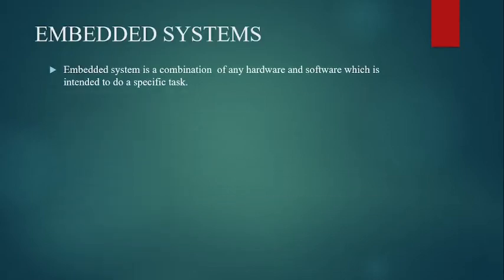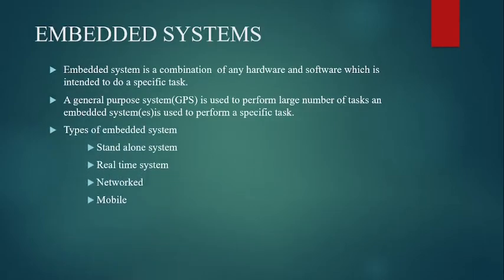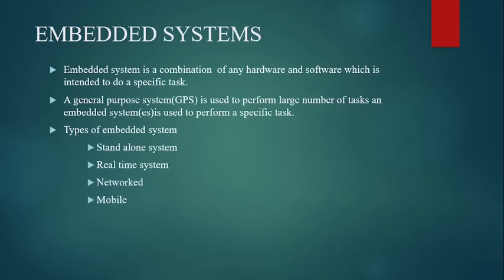Next, what is an embedded system? An embedded system is a combination of both hardware and software which is intended to do a specific task. A general purpose system is used to perform a large number of tasks. An embedded system is used to perform a specific task. Types of embedded system: standalone system, real-time system, network system, mobile system.